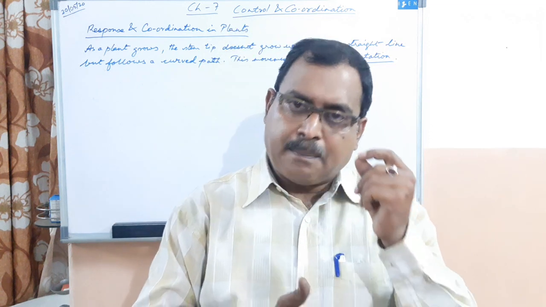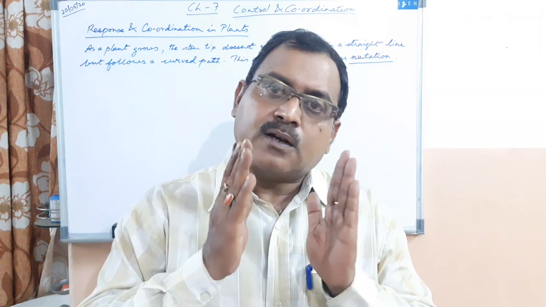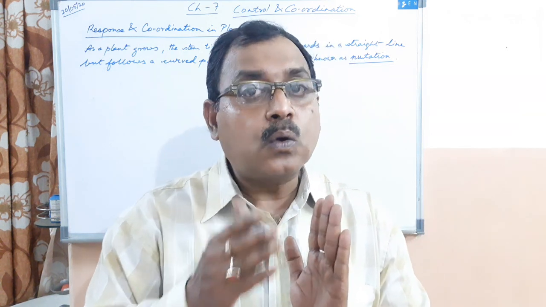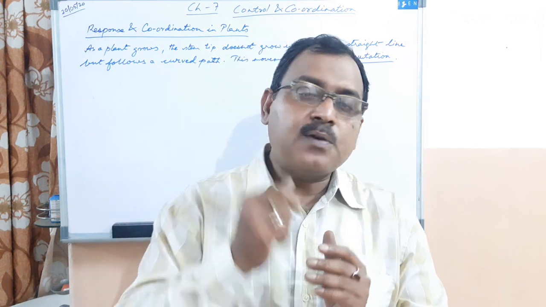Now, during this time, what happens? The apical meristem at the apex of the stem grows, but the growth is not uniform. One part of the stem grows faster than the other part. As a result, the growth is in a curved path, as you will find in the case of the pea plant.